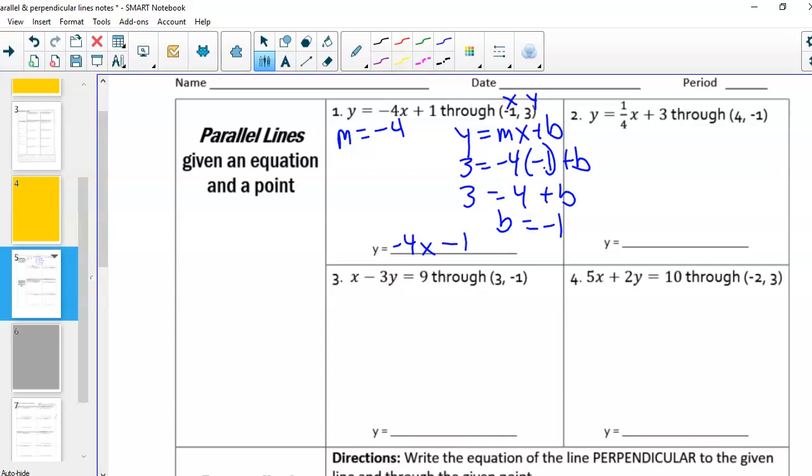This equation is parallel to this one. So we found a new equation that's parallel to the first one. So that's what it's called.